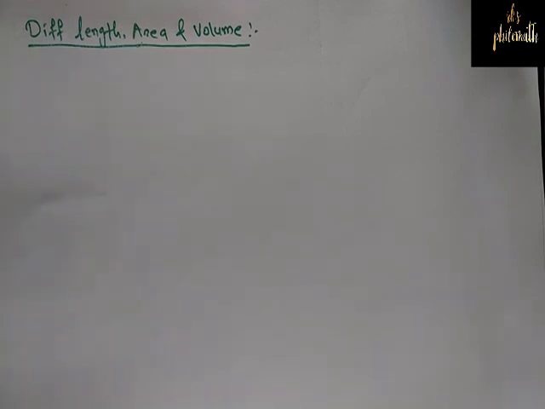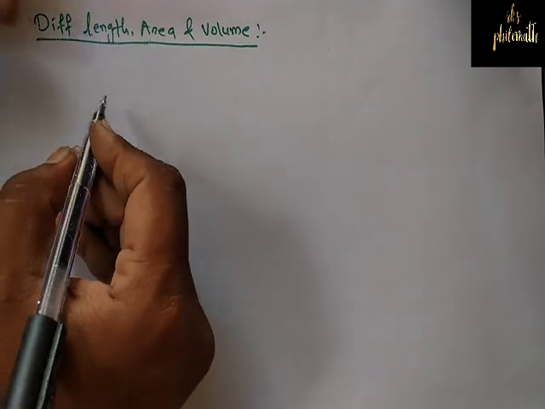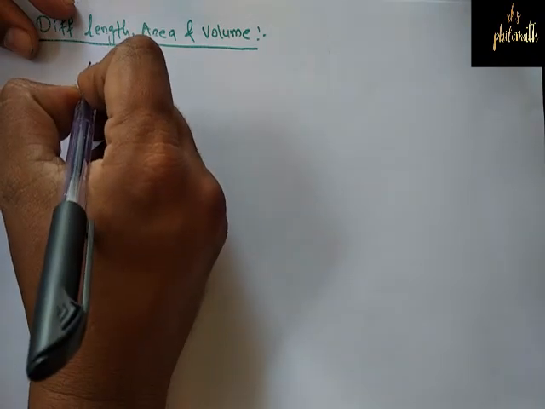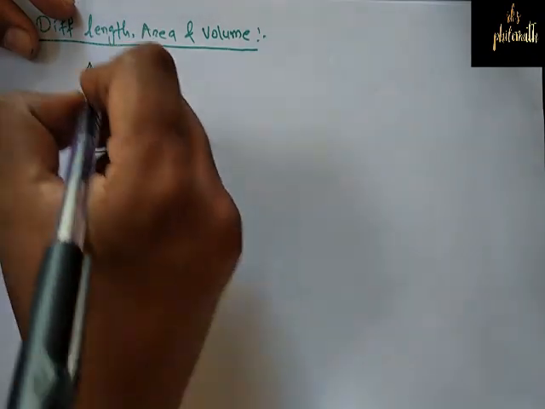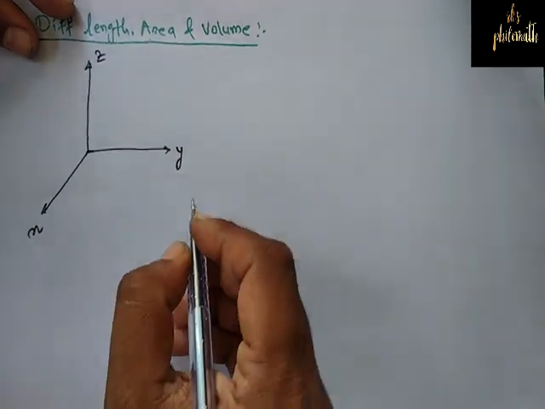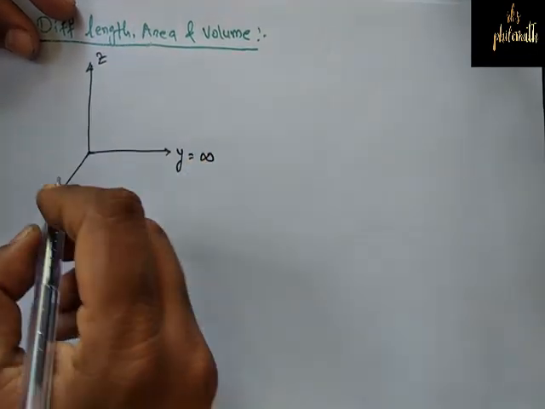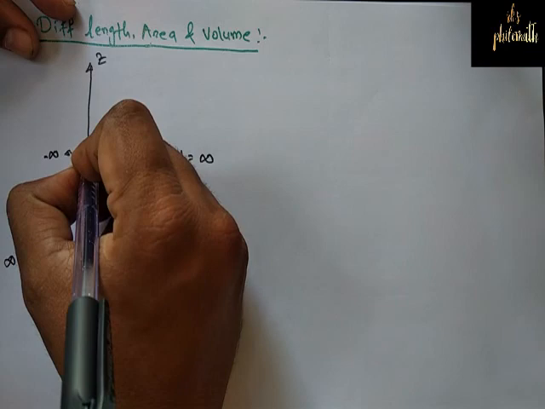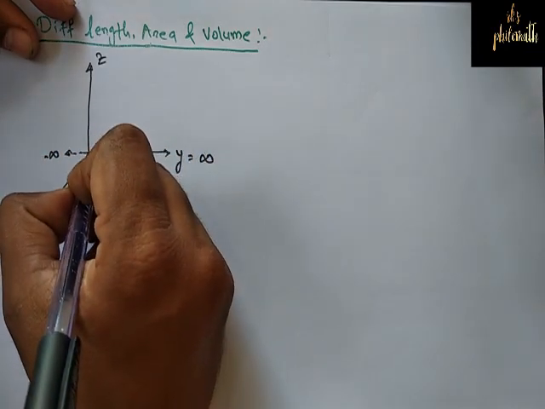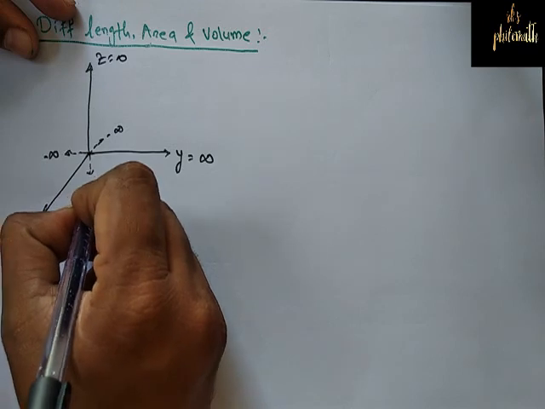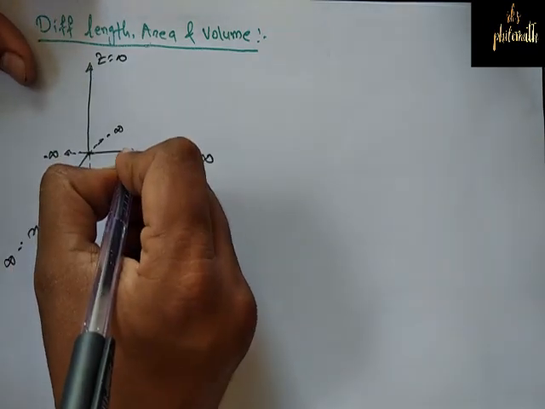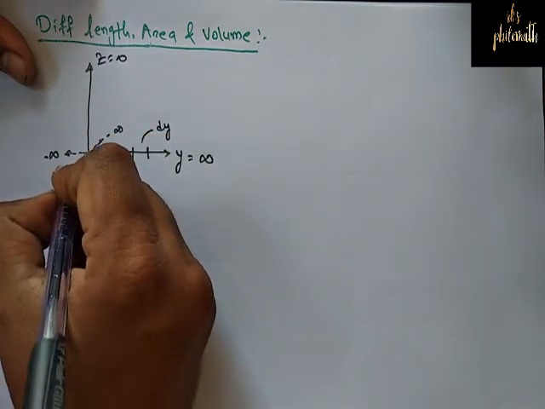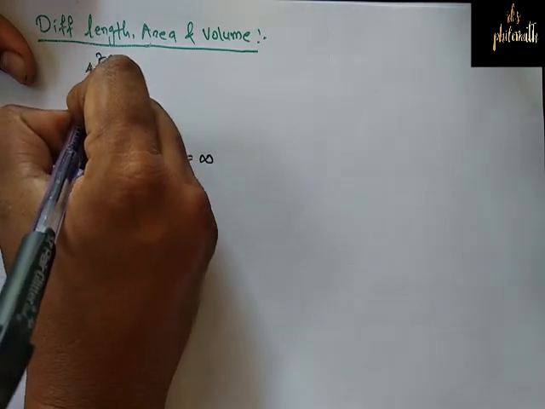First of all, we draw a Cartesian coordinate system. This is x-axis, this is y-axis and this is z-axis. Now the limit of y is infinity, here minus infinity, x is infinity and here minus infinity, and z is infinity and downwards minus infinity. If we take a section of y, that is called as a dy, differential length. This is called as a dx and this will be called as a dz.